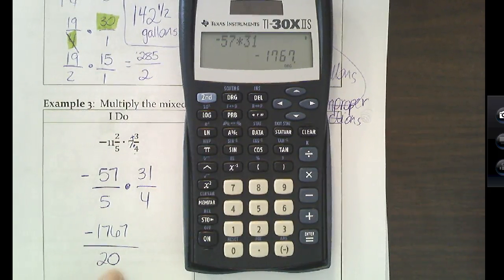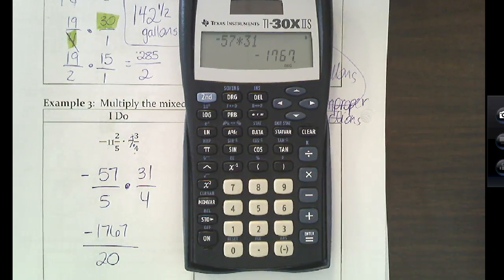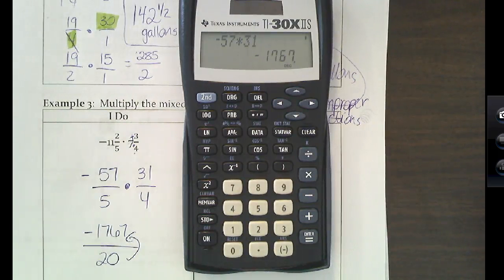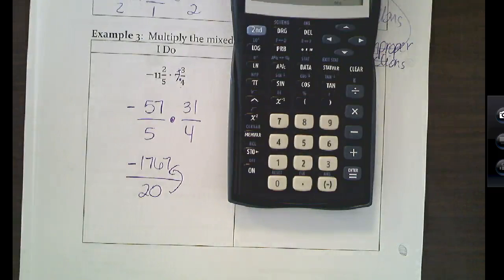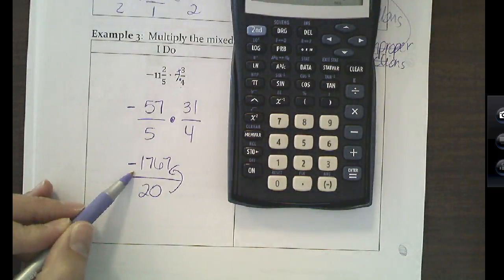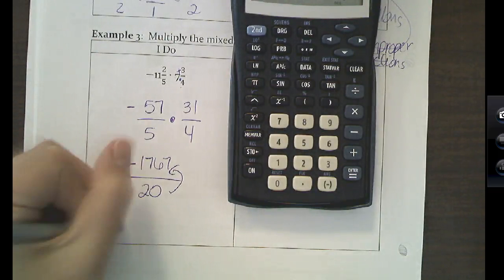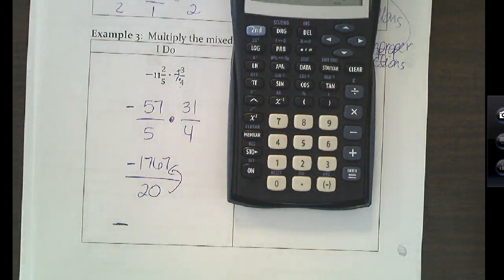Currently, this is what type of fraction? It's improper, right? Off the top of your head, do any of you guys know how many times 20 can go into 1767? I don't know. Nope, just wait. Don't guess. Now, what I want you to do right now, we know that our entire answer is going to be negative. So before we even do anything, go ahead and write the negative down here, so that we can ignore it for a little bit.